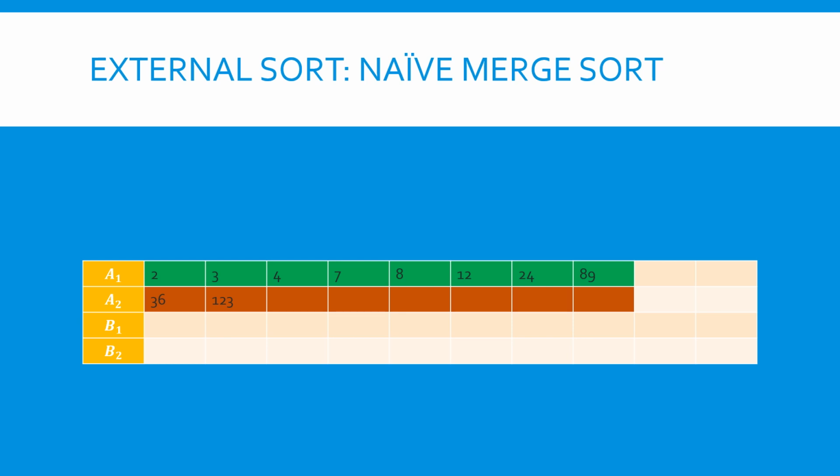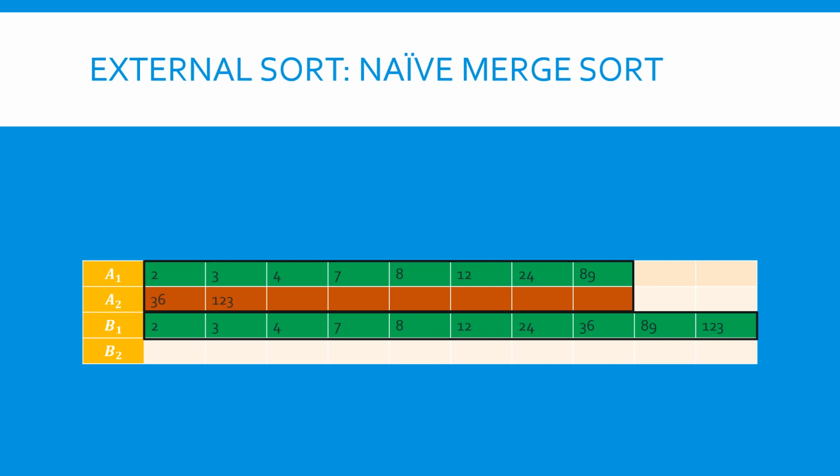Then, all blocks in B1 and B2 have been combined. We shall again take A1 and A2 as inputs and merge them. We take the first blocks in A1 and A2 and combine them into a single sorted list and write it to B1.